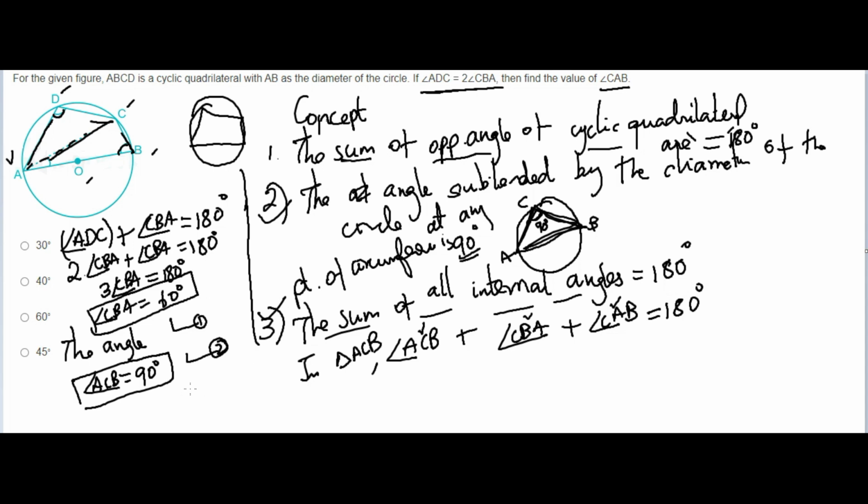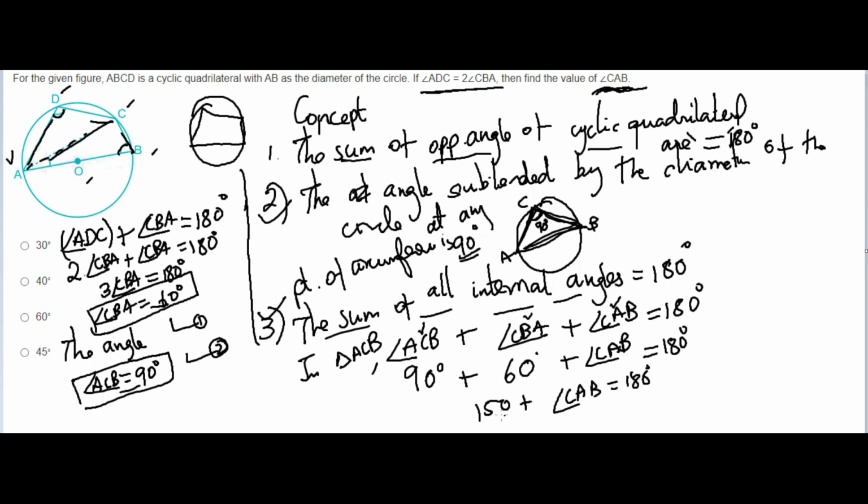Already you know ACB is 90 degrees, and CBA is 60 degrees. So 90 plus 60 plus angle CAB is equal to 180. Angle CAB is the question they have asked. 90 plus 60 is 150, so 150 plus angle CAB is equal to 180. Taking 150 to the other side, angle CAB is 180 minus 150, which is 30 degrees. You have to select the first option.